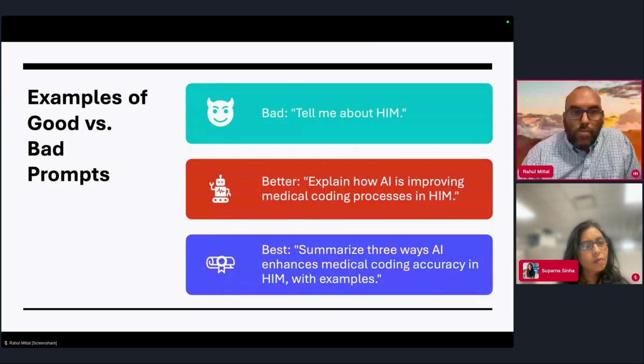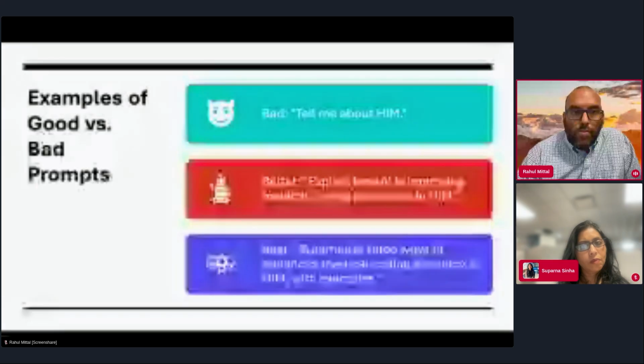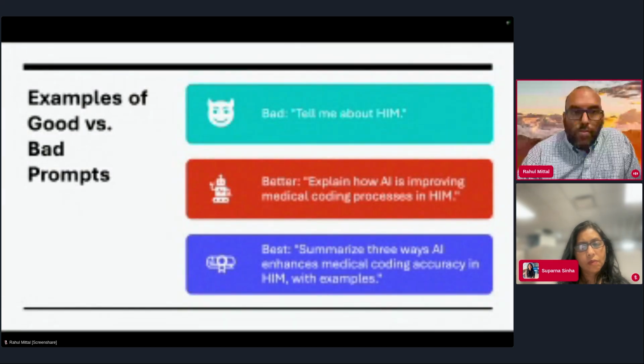These are some examples of good and bad prompts I've just explained. So, "Tell me about HIM." The better one would be, "How is AI improving medical coding processes in HIM?" And the best would be, "Summarize three ways AI enhances medical coding accuracy in HIM with examples."